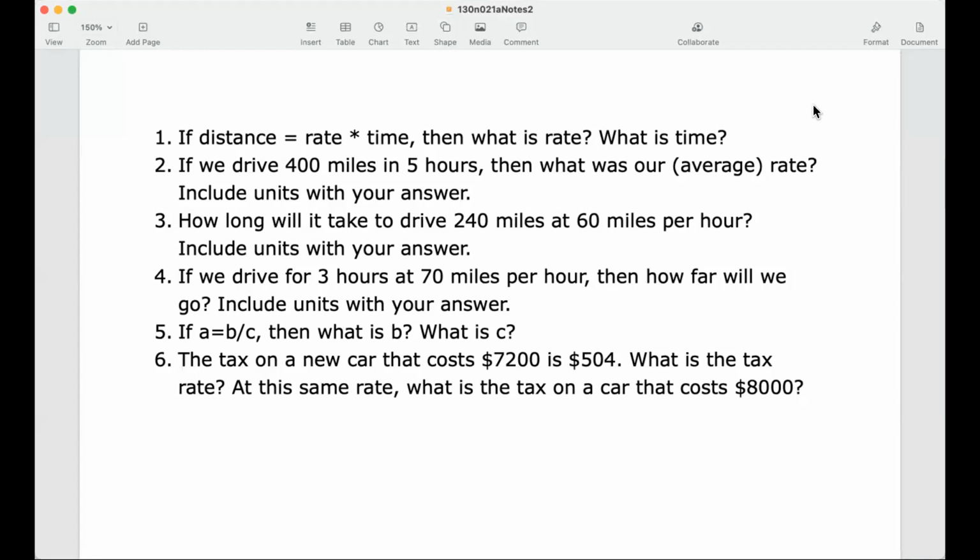Let's take a look at these problems and see what we can do to answer these questions. These questions fit into that category of three things: given two things, find the third thing.